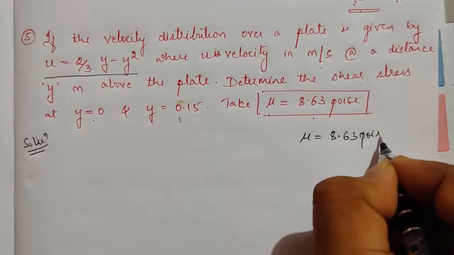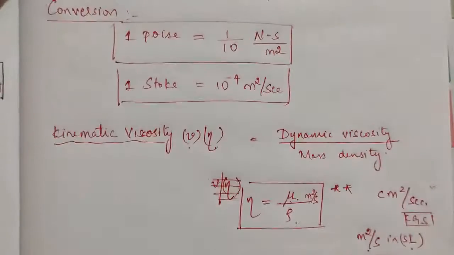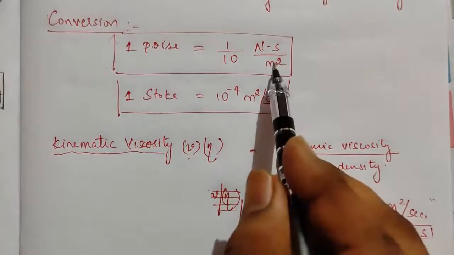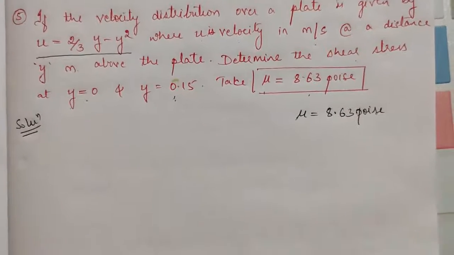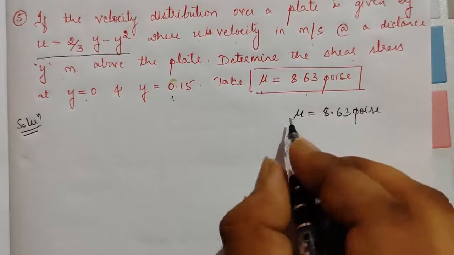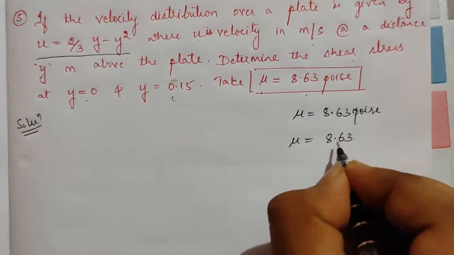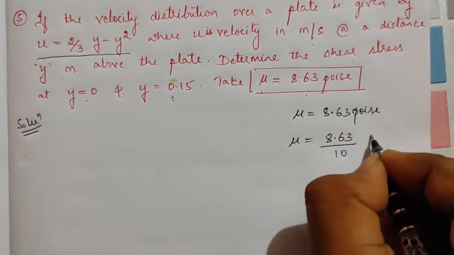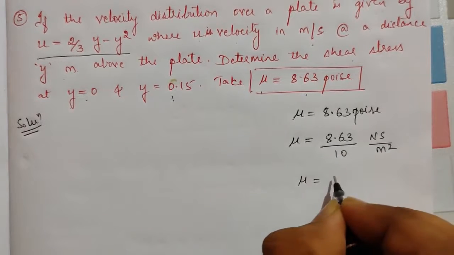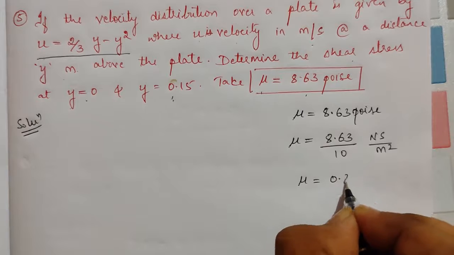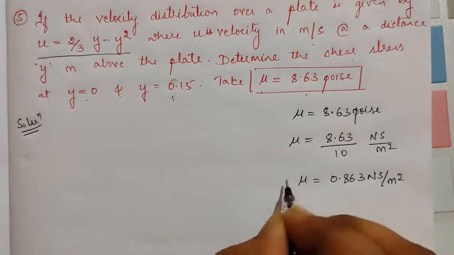8.63 points, right? The note I have given you is that whatever is given in points, you have to convert to Newton second per meter square, that is 1 by 10 Newton second per meter square. So this mu is equal to 8.63 by 10 Newton second per meter square. So your mu value will be 0.863 Newton second per meter square.